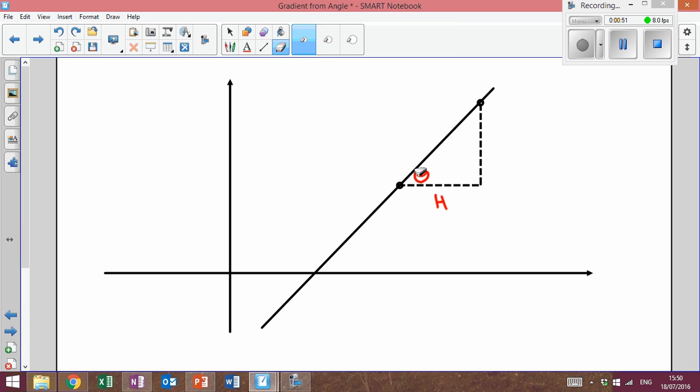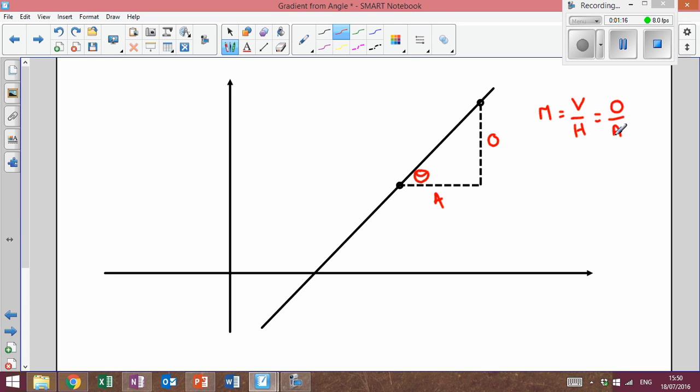With that angle now in play, we don't really call this the vertical anymore, because we've got the angle there. We know that's going to be the opposite. And we don't call this the horizontal anymore. We call that the adjacent. Now the gradient is vertical over horizontal, but it's not vertical anymore, it's opposite, and it's not horizontal anymore, it's the adjacent. Now we know opposite over adjacent is tan of the angle that's given there, so tan of theta.